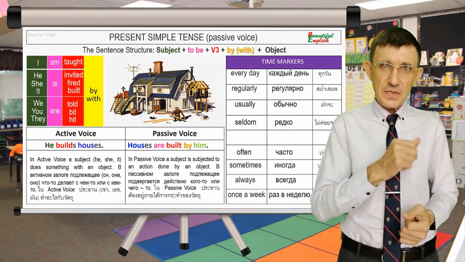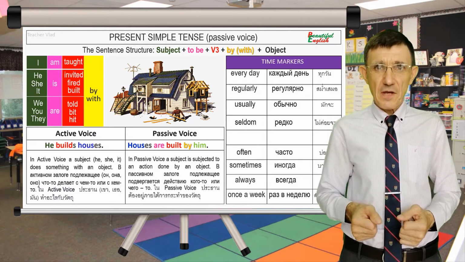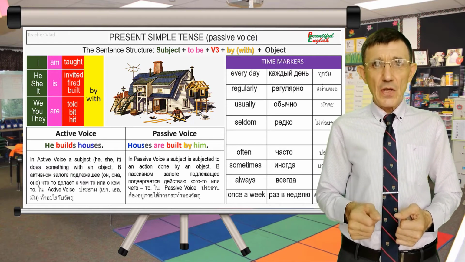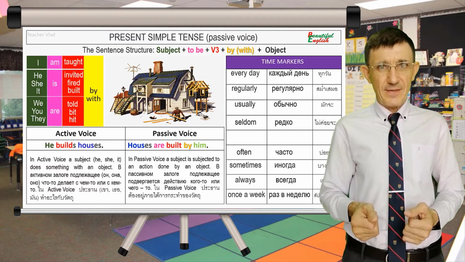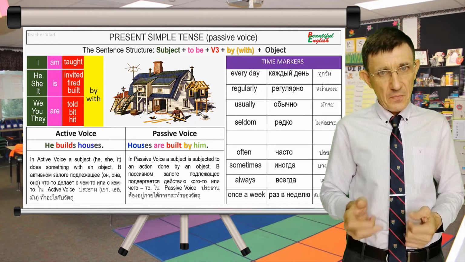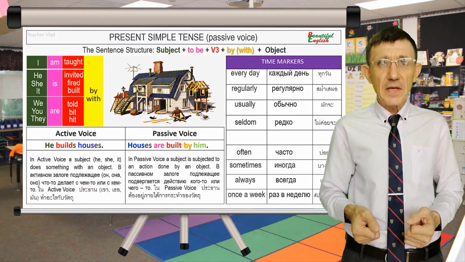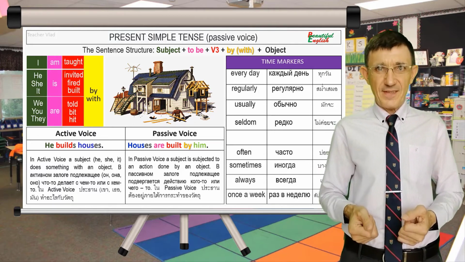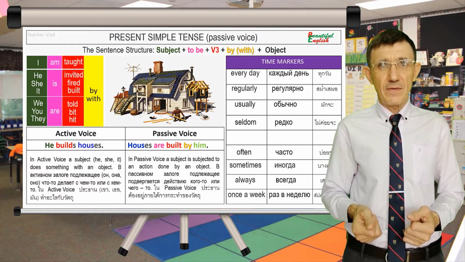Underneath, you see two examples. Active voice: He builds houses. In active voice, a subject, he, she, it, does something with an object. Passive voice: Houses are built by him. In passive voice, a subject is subjected to an action done by an object. This is what you should understand and remember.